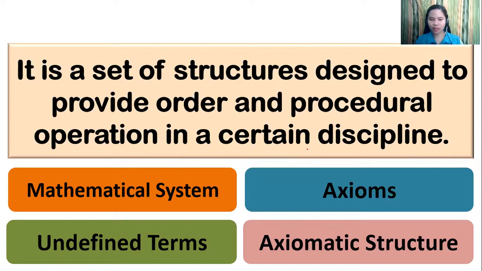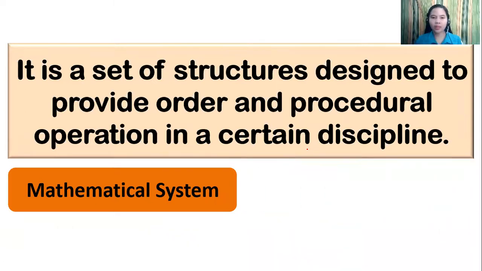So what do you think is a set of structures? When I say a set, that is composed of two or more elements, right? In this part, the structures that we are talking about are the undefined terms, defined terms, properties of congruence, theorems, and postulates. Among the four options, what do you think is the correct answer? The correct answer is mathematical system.